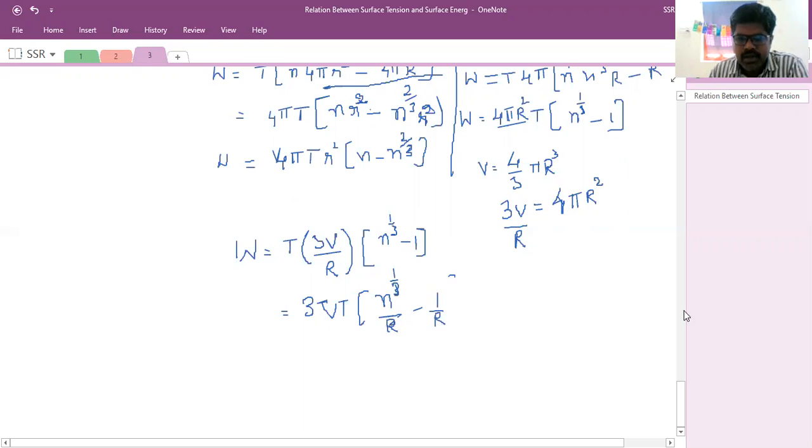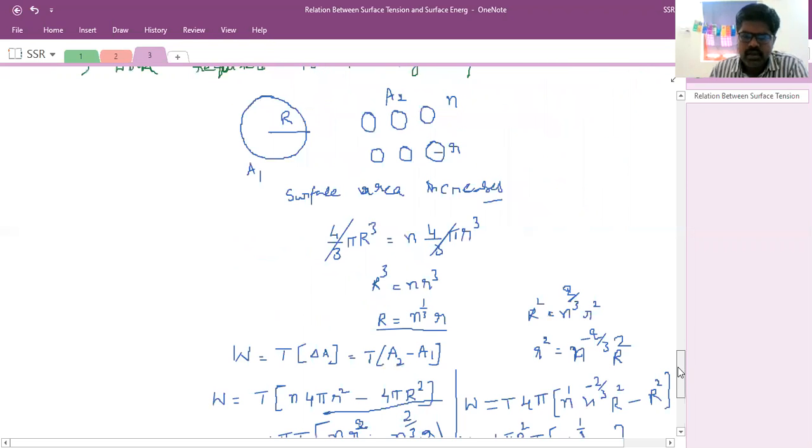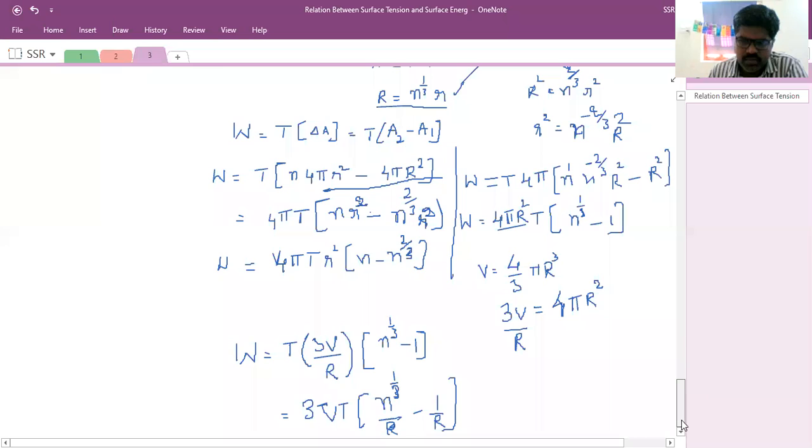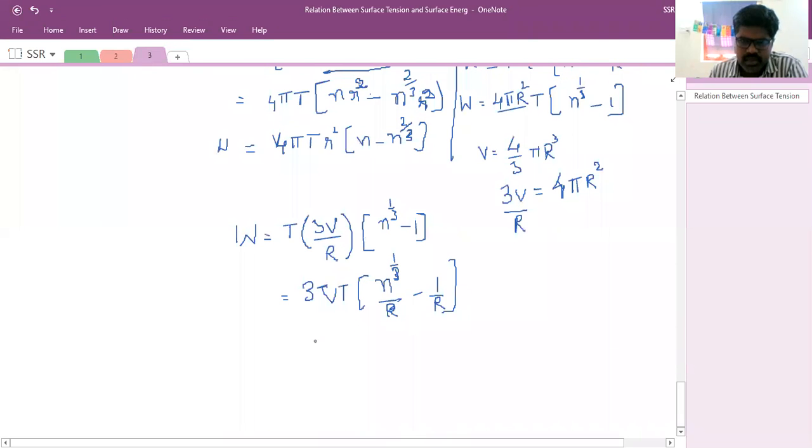Okay, but you can see the previous equation. See here, R is equal to n power 1 by 3 into small r. Then what you can write from this equation? R is equal to n power 1 by 3 into small r, then 1 by small r you can take to the left side. Then 1 by r is equal to n power 1 by 3 divided by capital R. That means n power 1 by 3 divided by capital R is equal to 1 by small r. Then this you can substitute as 1 by small r.